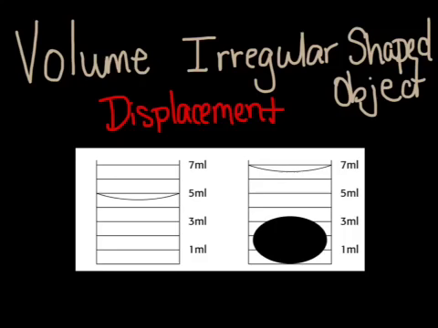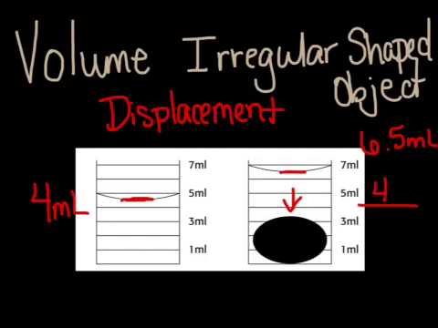So if you look at these two graduated cylinders, this first one, the water level is at 4 milliliters. After placing this rock into the graduated cylinder, the water level was raised up to 6.5 milliliters. Now to figure out the volume of this object, we'll subtract. 6.5 minus 4 is 2.5 milliliters. So we know that the volume of this object is 2.5 milliliters.